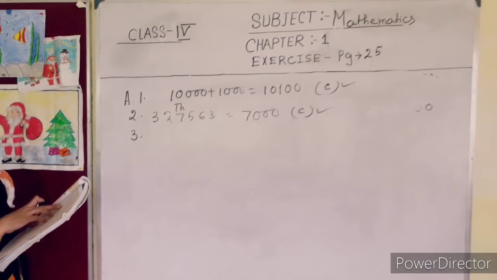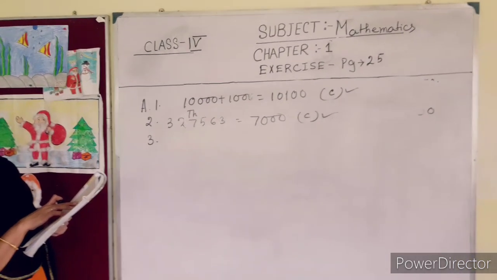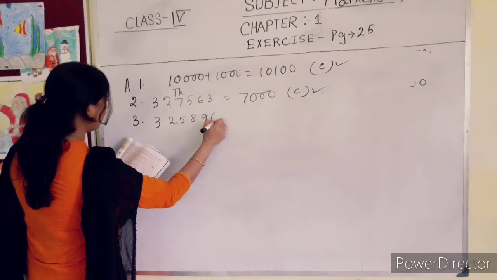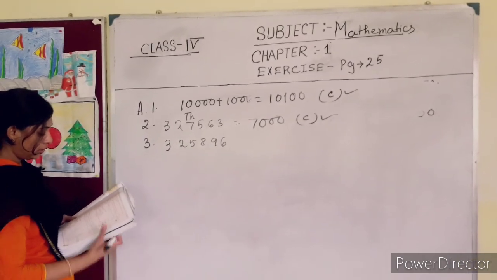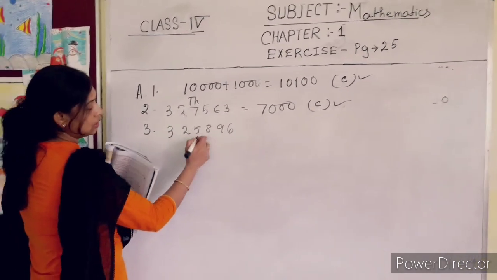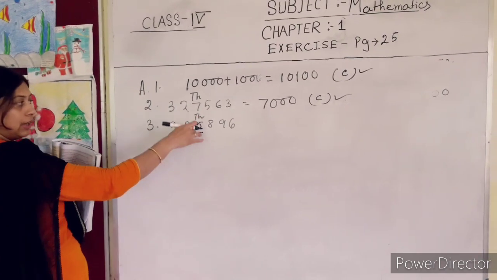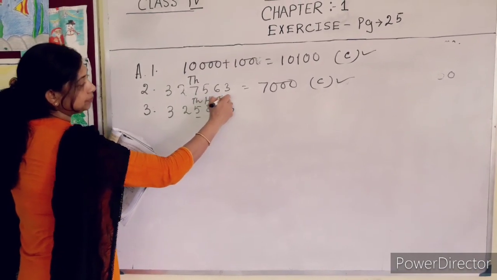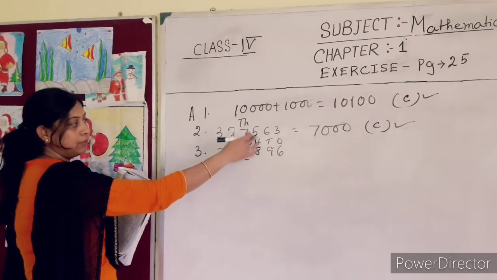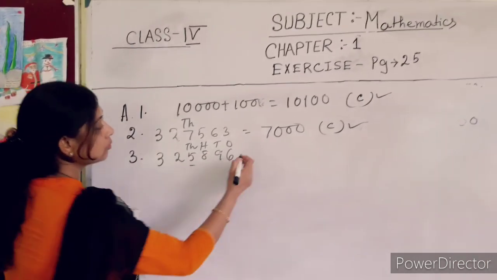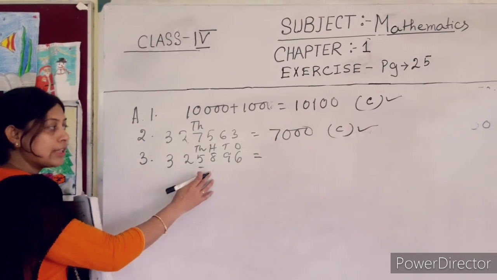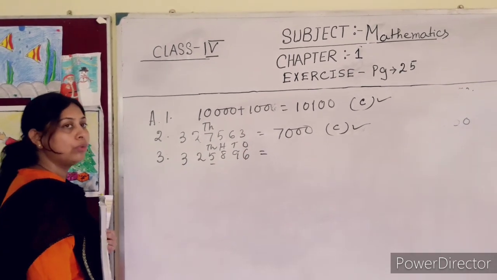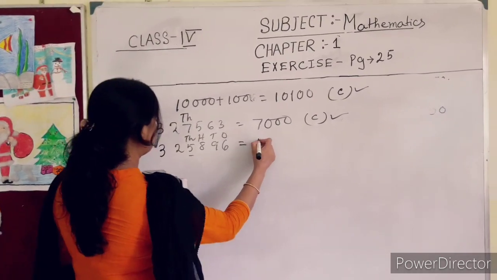Now 3,25,896 rounded to the nearest thousand. So 5 is the 1000 place. So you have to notice which digit is present in the 100 place. 8 is present here, in the 100 place. 8 is more than 5. So first you put 0 in the 100, tens and 1 place. After that you will add 1000.